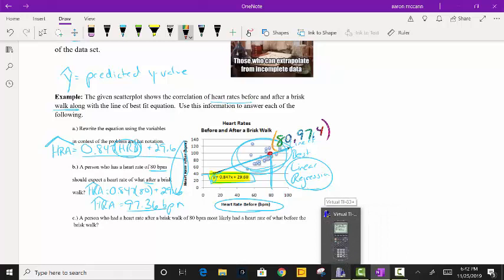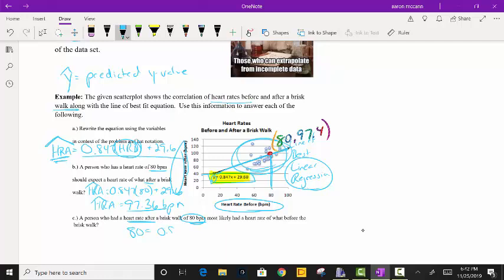And then it says, now looking at the second one here, a person who had a heart rate after of 80 beats per minute most likely had a heart rate of what before the walk? So in this case, it's giving us the heart rate after. So just like when we did in Algebra 1 and Algebra 2, we can plug that 80 in for heart rate after, and then we can solve this backward to find the heart rate before.